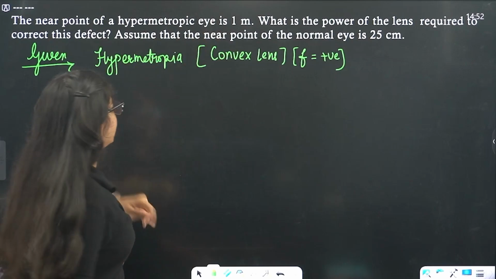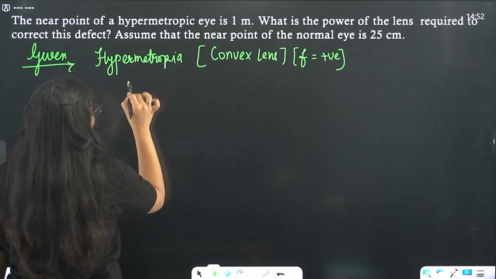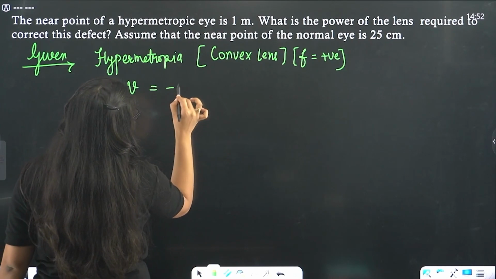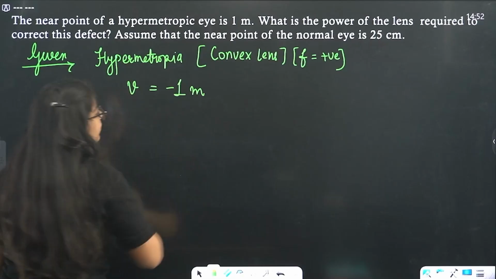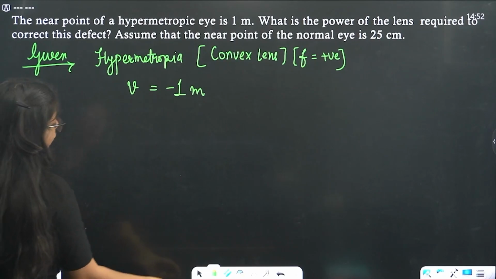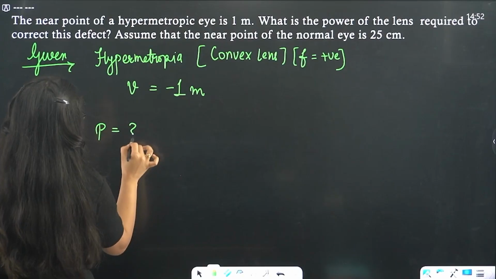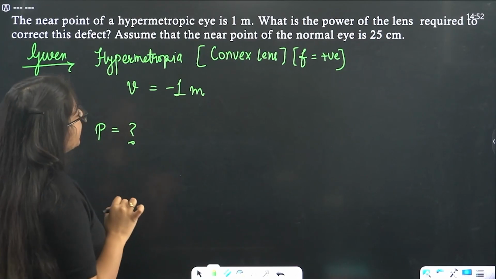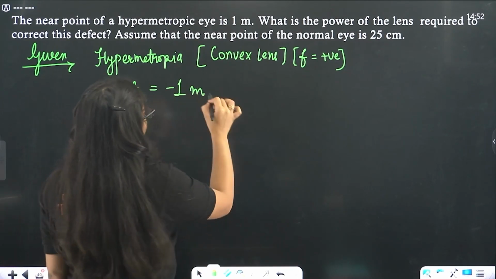Near point is 1 meter. So, what did I tell you? Near point will always be image distance. Always be negative. So, minus 1 meter. Done? What is the power of the lens required to correct this defect? We have to find the power. Assume that the near point of the normal eye is 25 centimeters.